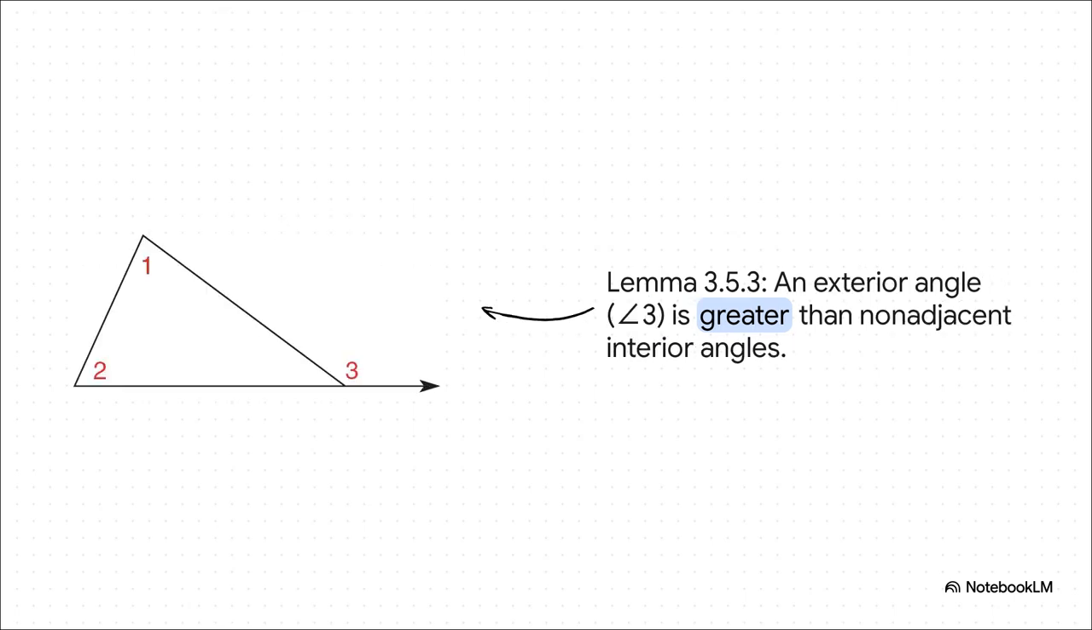Okay, this next one is really cool. Check out the exterior angle of this triangle, angle 3. This rule says that it is always greater than the 2 interior angles that are not right next to it. So, angle 3 is guaranteed to be bigger than angle 1, and it's also bigger than angle 2.